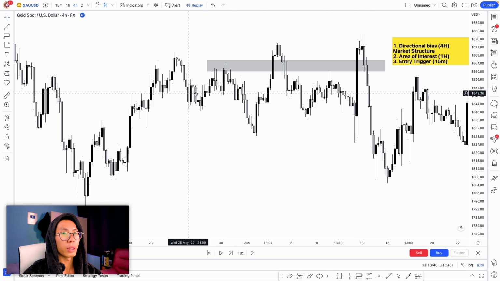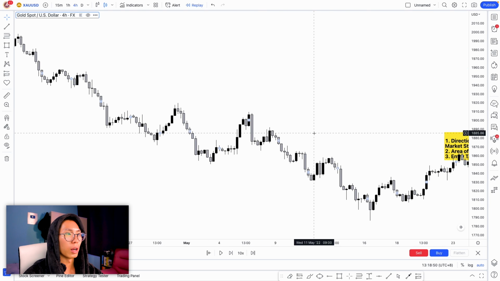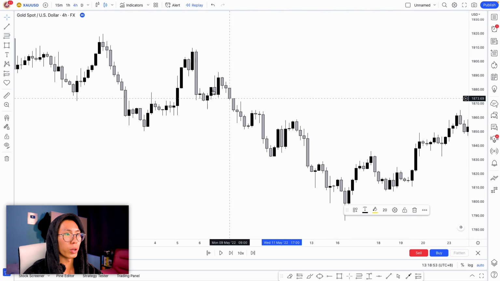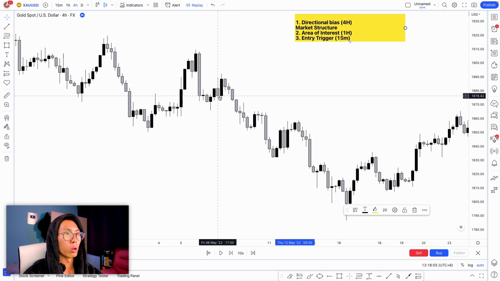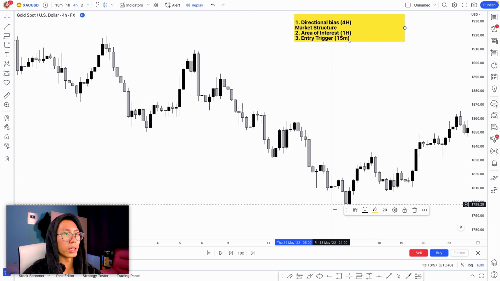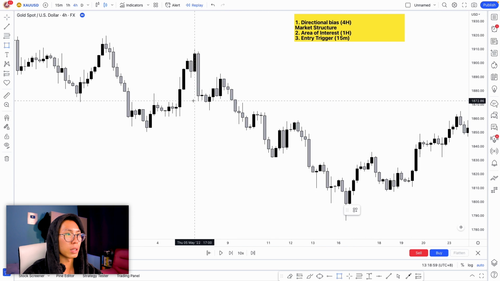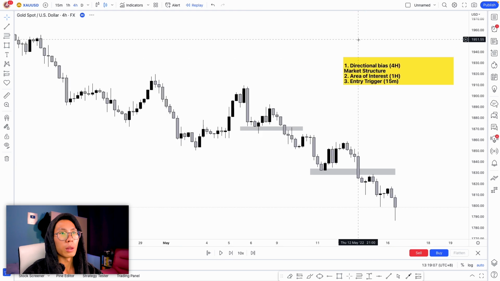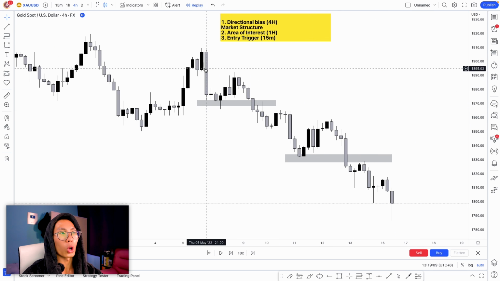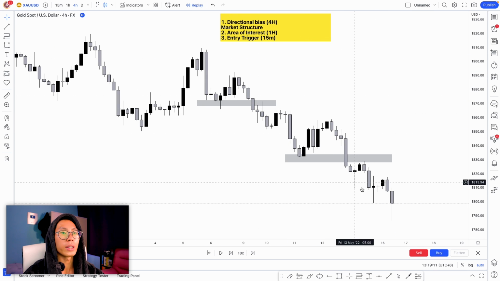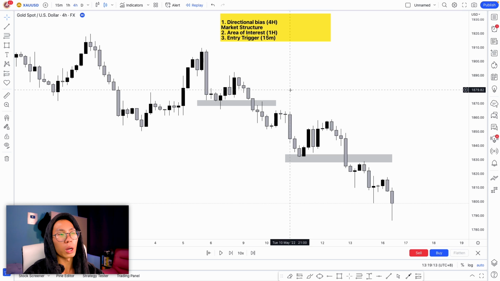So maybe let me give you an example right here. Let's look at this. Right here, price is creating your lower highs and lower lows, right? Lower highs, lower lows, lower highs, and lower lows. So in this case, there is a break of structure here. There is a break of structure here. So now that you have identified the market structure, you see that price is creating your lower highs and lower lows, lower highs and lower lows. You know that right now we are in a downtrend, so we should be looking to sell, right?